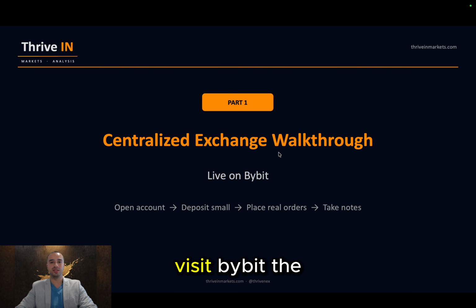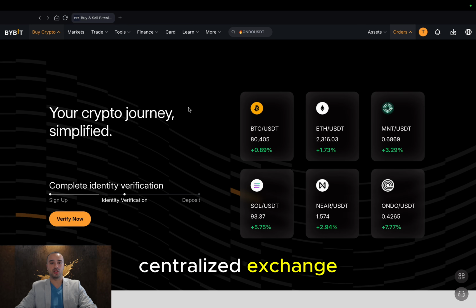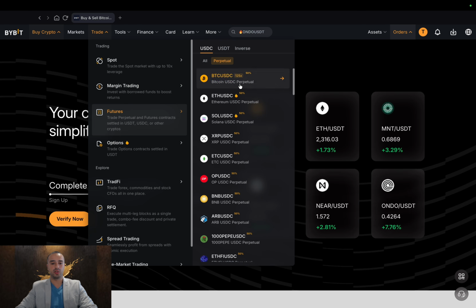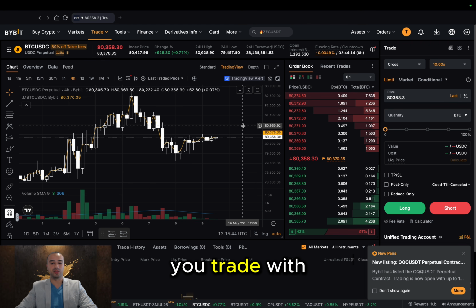Now, let's go visit Bybit, the centralized exchange. After you create your account and complete KYC, you go to trade futures. This is where you trade with leverage.